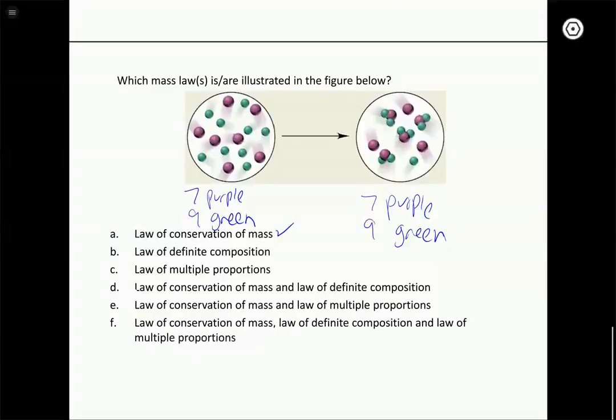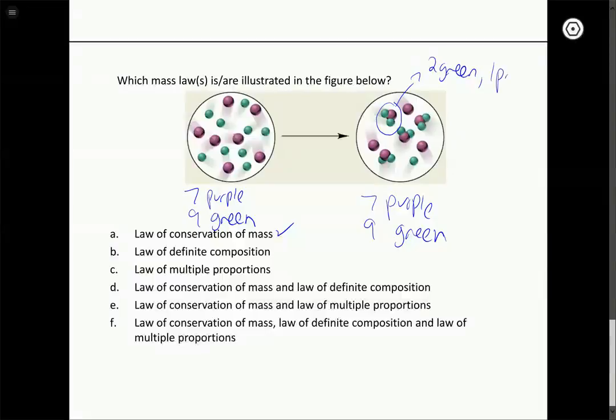So law of definite composition, this one will be demonstrated if the compounds that form have a definite ratio of atoms or elements that form them. So if we look at the molecules that are formed, which are the ones that are going to have multiple atoms, each molecule is going to have 2 green and 1 purple. So the compound that forms over here on the product side has a definite composition of 2 to 1, green to purple. So law of definite composition is demonstrated.